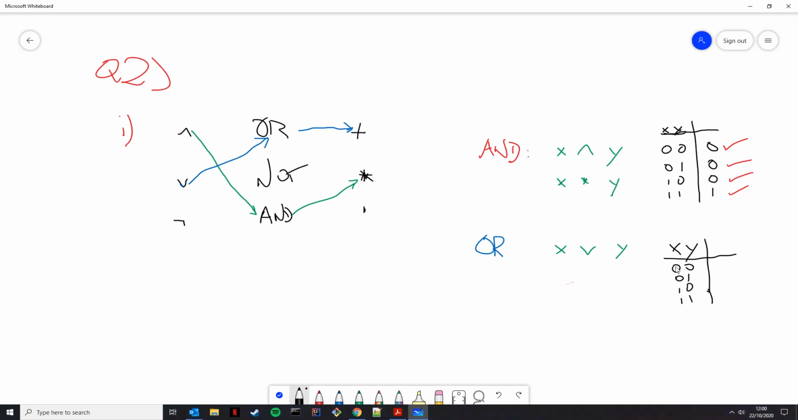If x is 0, y is 0, they're both negative, so you get 0. X is 0, y is 1. We have 1 positive. All we need is either of them to be positive, so that is 1. 1, 0, again, either, 1. X and y are both positive.